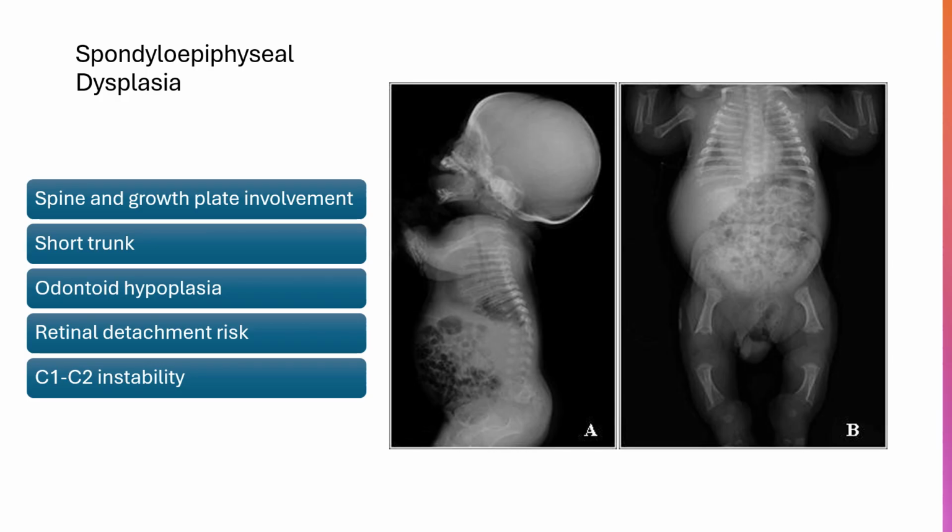The retinal detachment risk adds another layer of complexity because the same connective tissue abnormalities that affect the skeleton also impact the eyes. The C1-C2 instability represents the most immediate safety concern, requiring careful monitoring and activity restrictions throughout childhood to prevent catastrophic spinal cord injury.